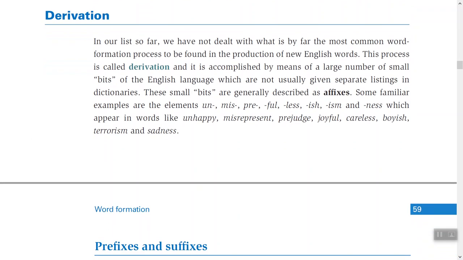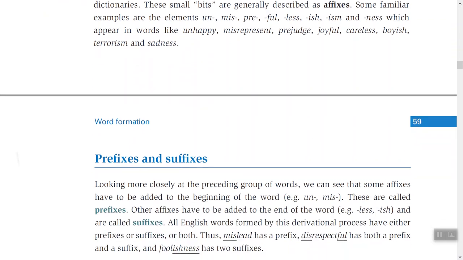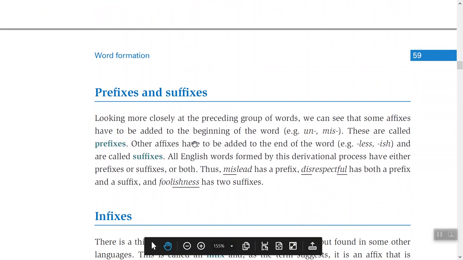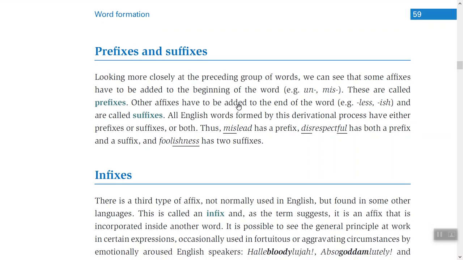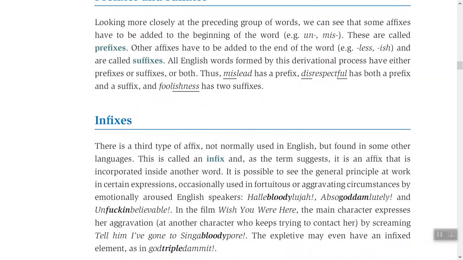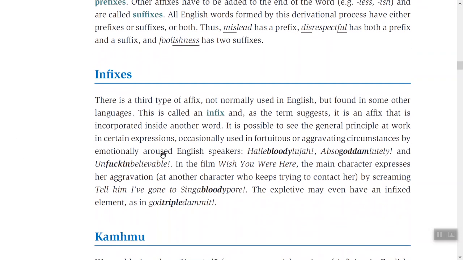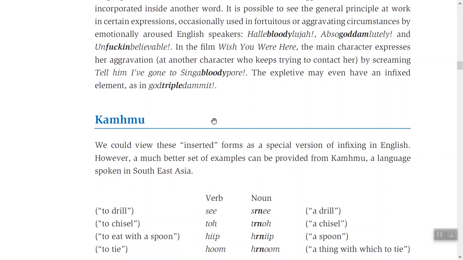You know affixes, and the types of affixes: prefixes, suffixes, infixes. You are familiar with this, you know these details. You have studied them last year, last stage. Prefix at the beginning, suffix at the end, infix inside, a change inside.